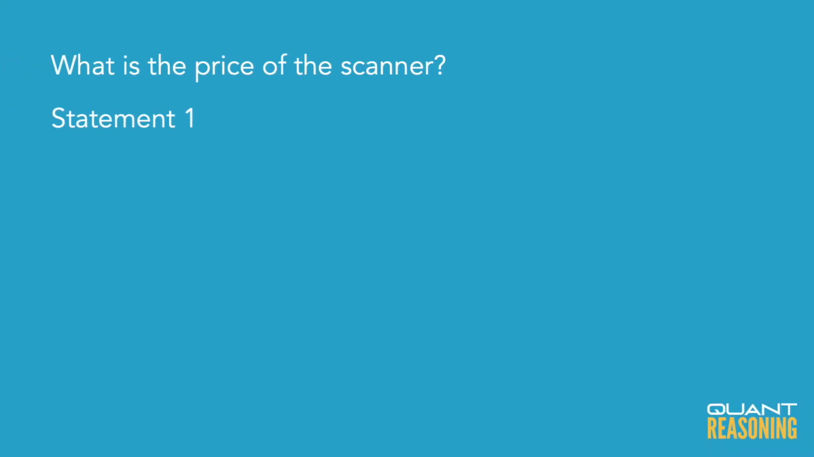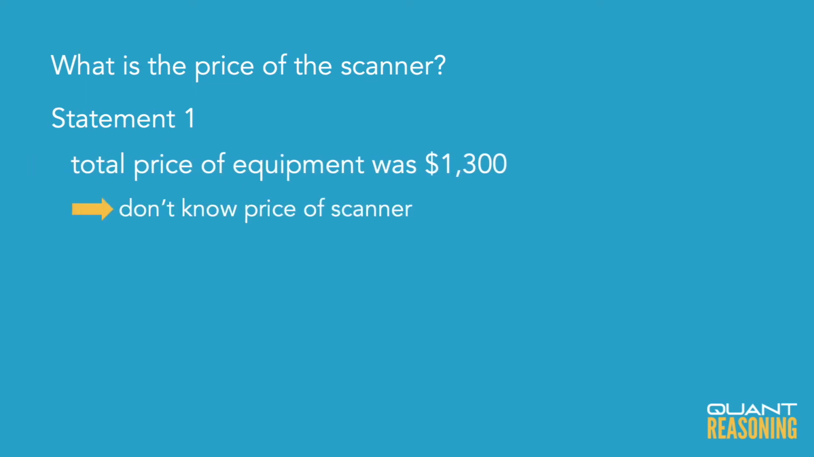Now statement 1 does give us an actual dollar amount, but I have no way of knowing how much of the $1,300 was paid for the scanner versus how much was for the 3 printers. So statement 1 isn't sufficient on its own either, and we should go ahead and eliminate A. Now we should probably use a ratio table for combining these statements, and I'll show you what that looks like right after the intro.